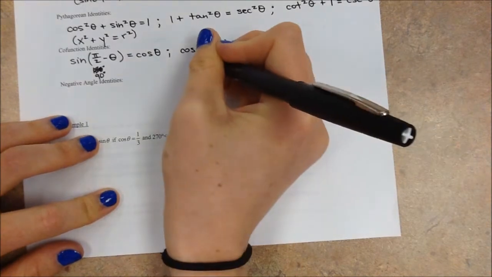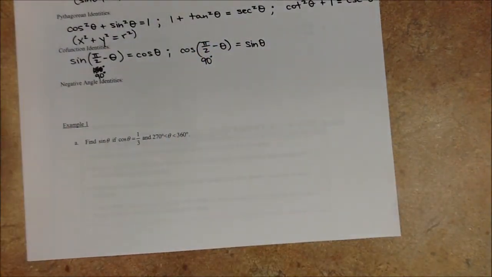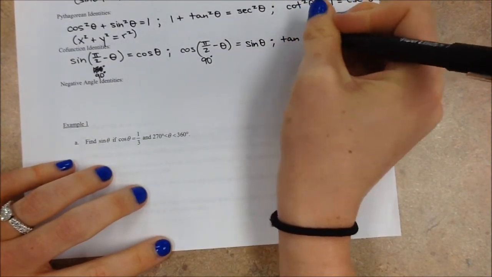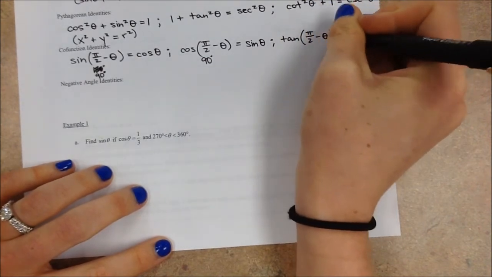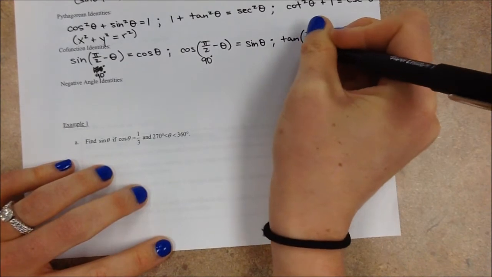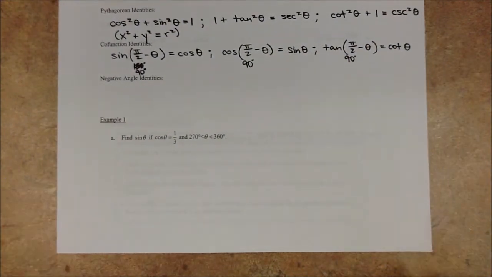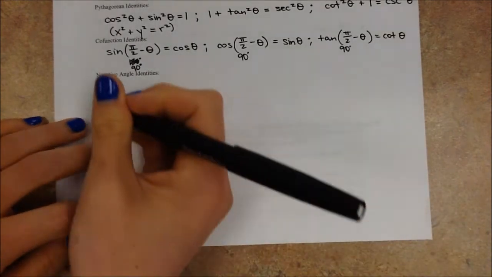Okay, so we've got that one, or again, instead of pi over 2, you could write the identity in degrees and write it as 90. And then the last one is that the tangent of pi over 2 minus theta is equal to the cotangent. Again, or 90. So you can think of those in 2 different ways, in terms of degrees or in terms of radians. And the last one is the negative angle identities.